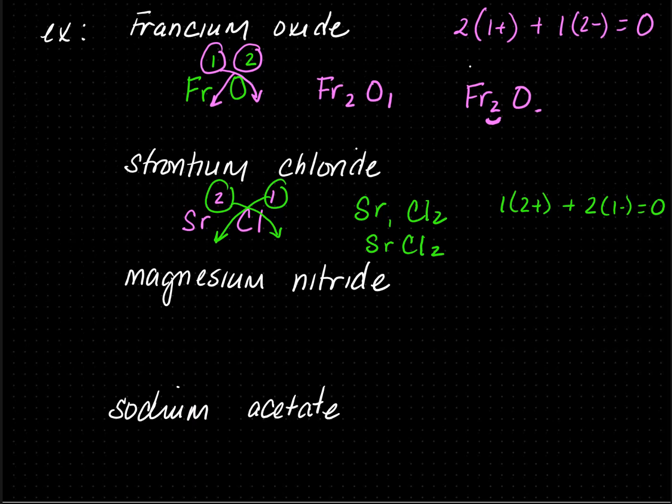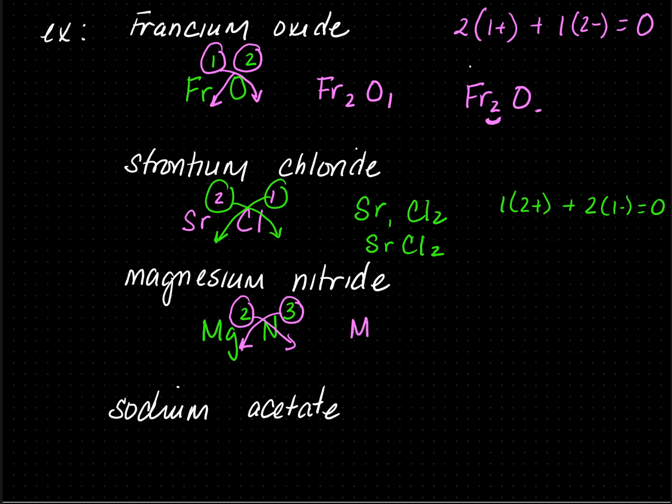Magnesium nitride. Magnesium symbol is Mg. It has a charge of 2+. Nitride, or nitrogen, is capital N with a charge of 3-. Now we reduce. 2 and 3 are not reducible. Now I crisscross down. The 2 from the magnesium comes to the nitrogen. The 3 from the nitrogen comes to the magnesium.